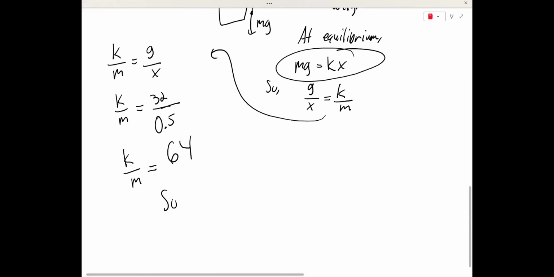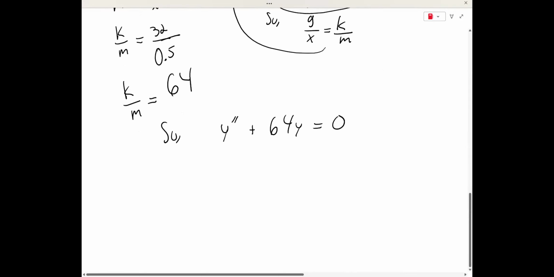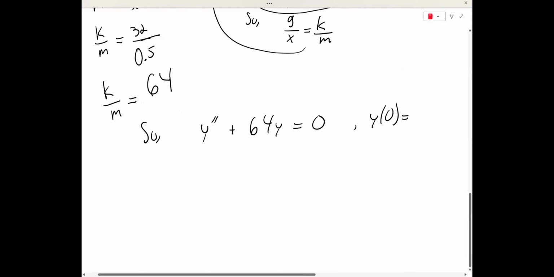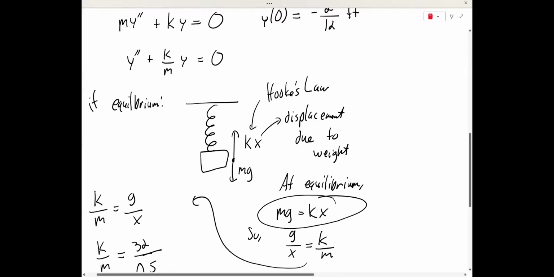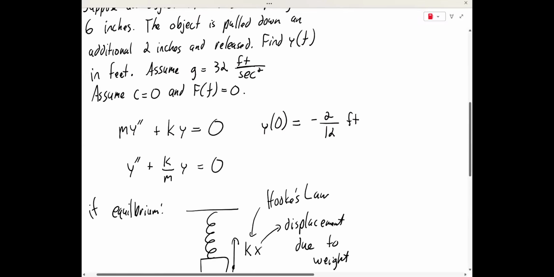So back to this then. Now we have y double prime plus 64y equals 0. And we have that initial condition: y of 0 is equal to, what did I say? Negative 2 over 12. Oh, we also need another condition, which I didn't write down either, since we actually need two conditions here.